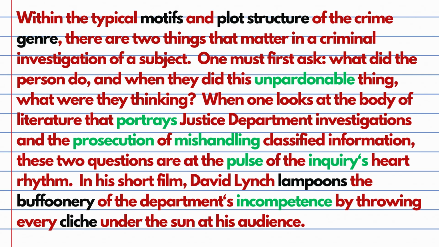I've color-coded this one for you as well. I'll read it and then unpack it. Within the typical motifs and plot structure of the crime genre, there are 2 things that matter in a criminal investigation of a subject. One must first ask, what did the person do? And when they did this unpardonable thing, what were they thinking?